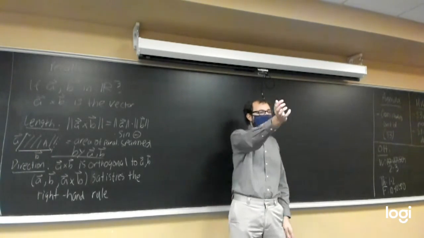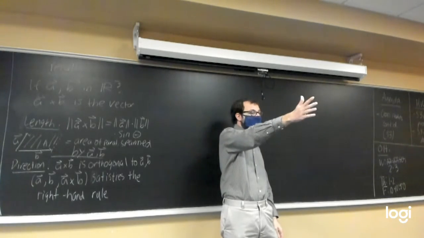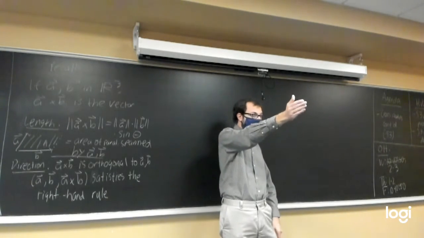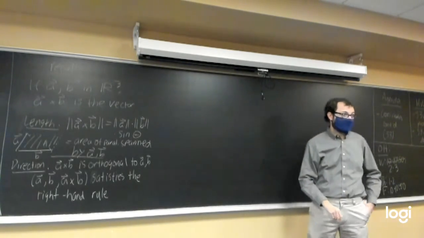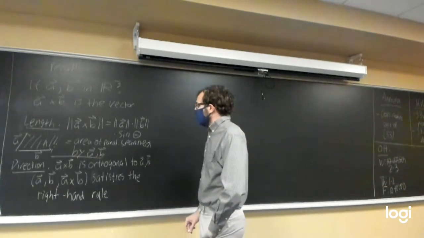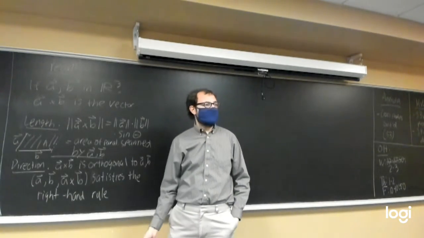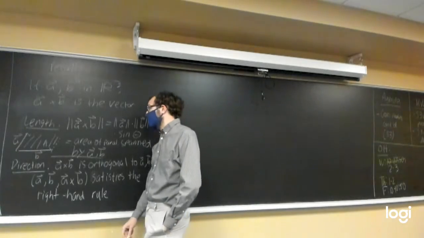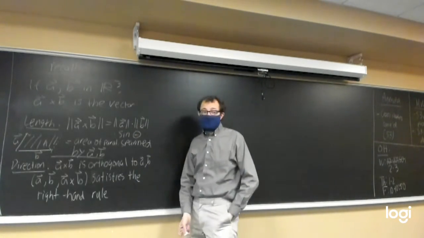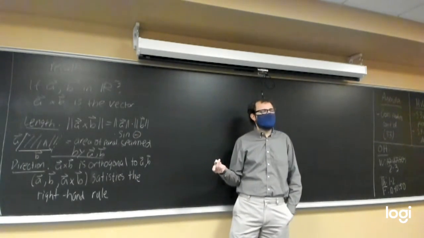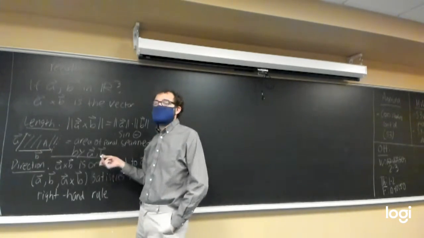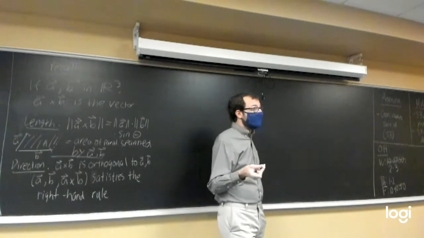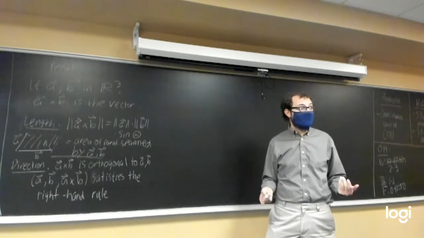Meaning, you stick out your right hand, you point your fingers in the direction of A in a way so that they can sweep inwards towards B. Your thumb should be pointing in the direction of A cross B. And we talked about a bunch of properties of the cross product yesterday based on this geometric definition. It gave us a lot of nice intuition about how the cross product works. For instance, if A and B are both parallel or anti-parallel, then the cross product is just the zero vector.